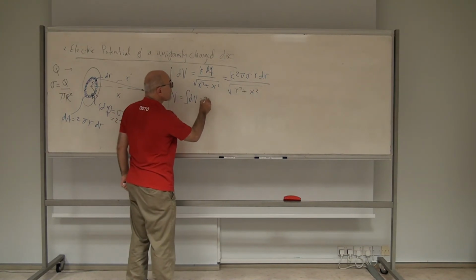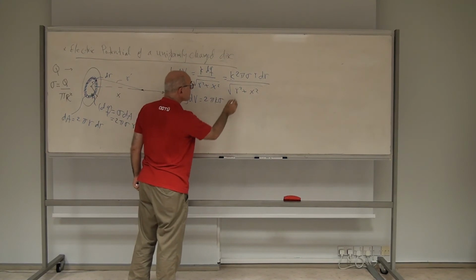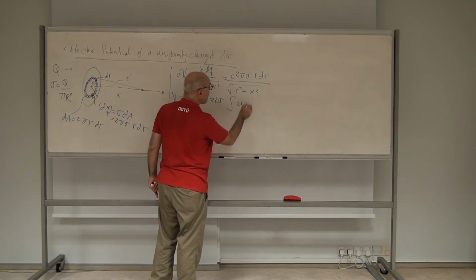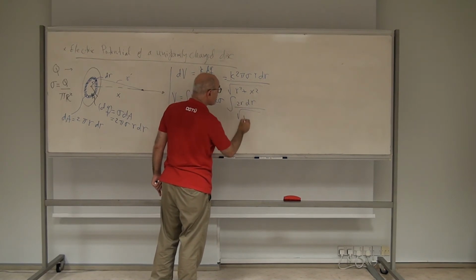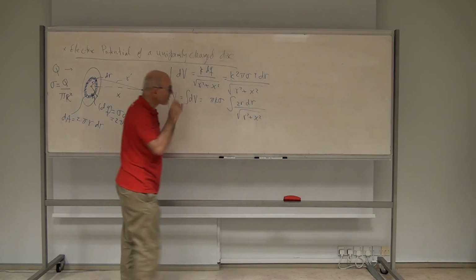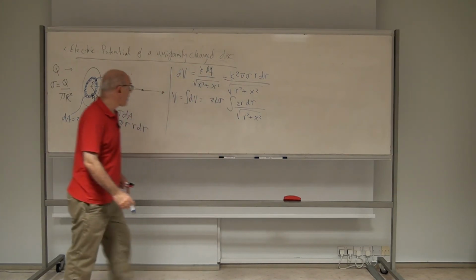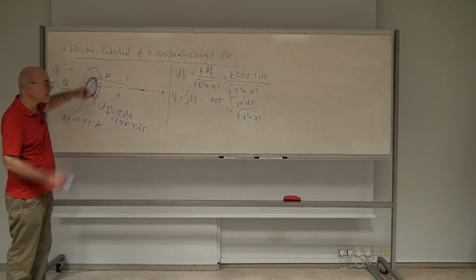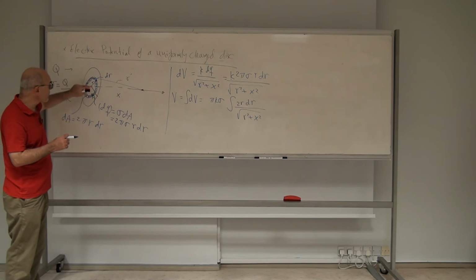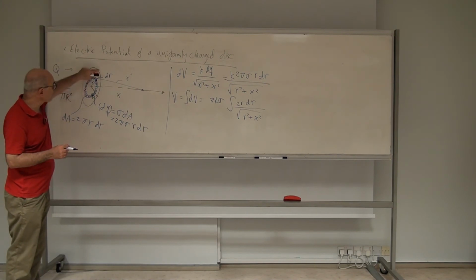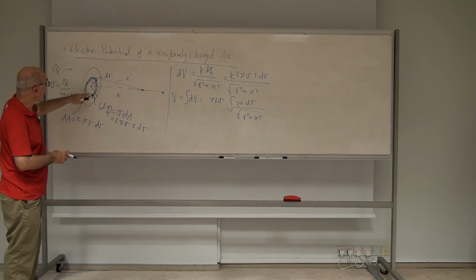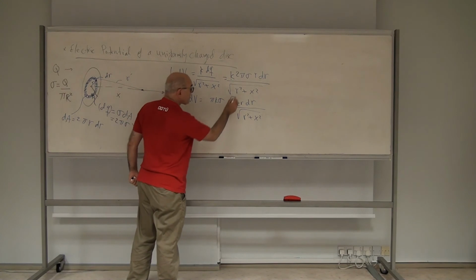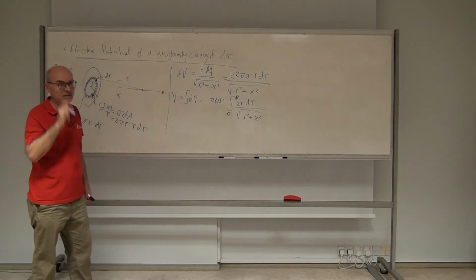So this becomes 2 pi k sigma times the integral. Let me take this 2 inside for a reason that will become clear now: 2r dr over the square root of r squared plus x squared. So my integration variable is r. And how does r vary? This variable, which is the radius of each of these rings, varies from 0, at the origin, up to capital R, where capital R is the radius of the disk. So these are the limits of integration in this case.